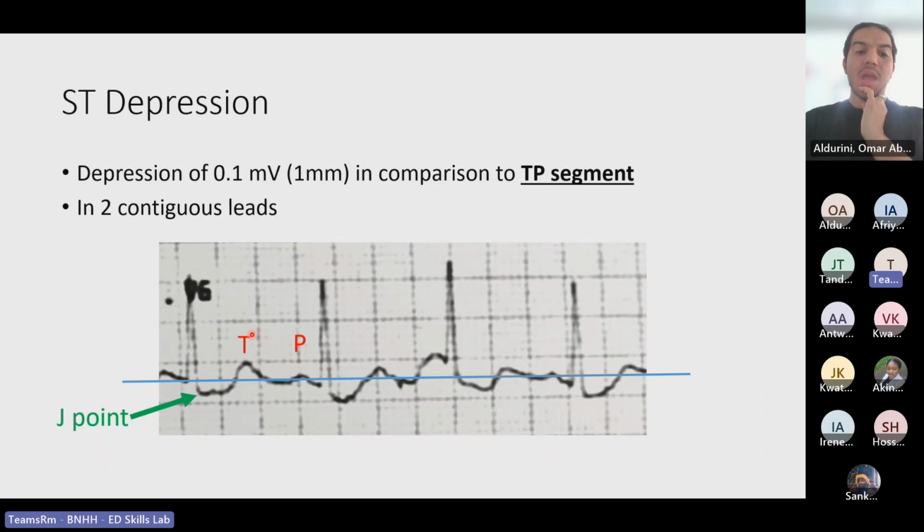And how much depression is significant? 1 millimeter in our standard measurement, and 1 millimeter will represent 0.1 millivolt.